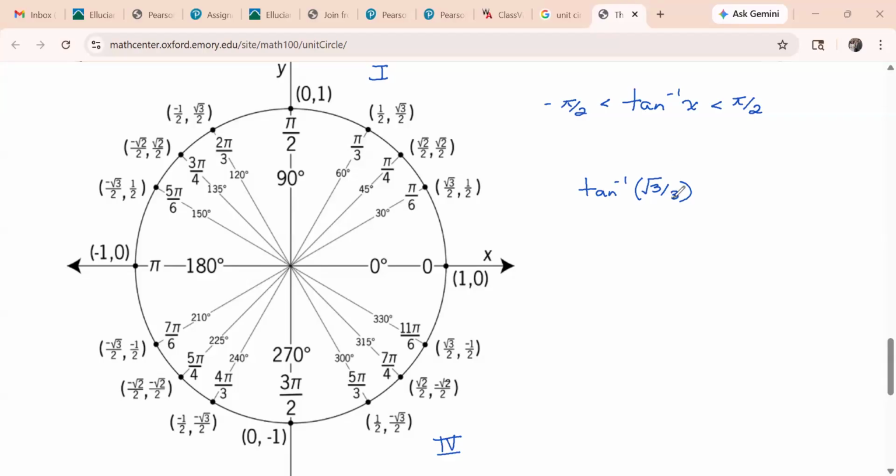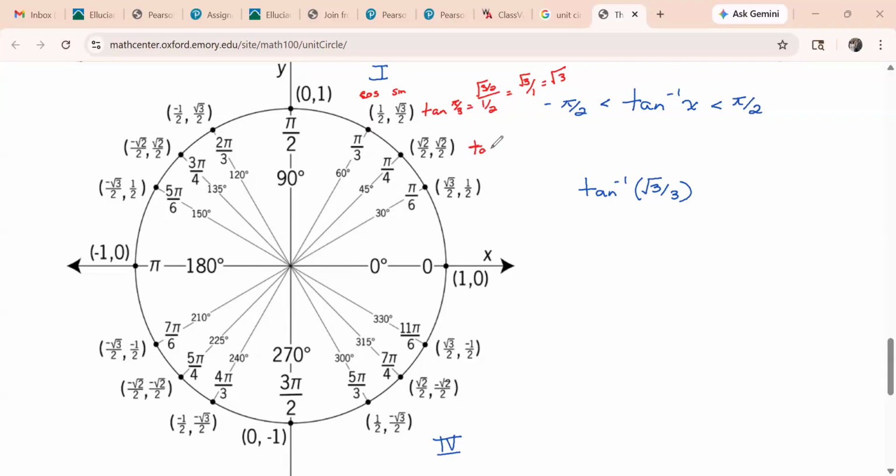Now, this one's a little more difficult to find than it was for sine or cosine. So remember that these are just cosine sine pairs. So what we could do is take them and just figure out what tangent would be. So here, tangent of pi over 3 would have been square root of 3 over 2 divided by 1/2, which is going to be equal to square root of 3 over 1, which is just square root of 3.